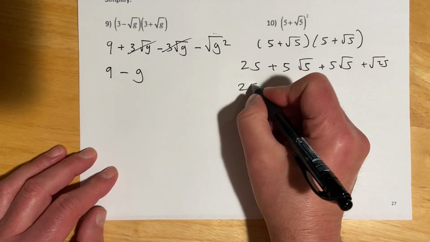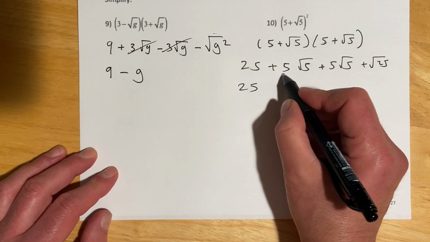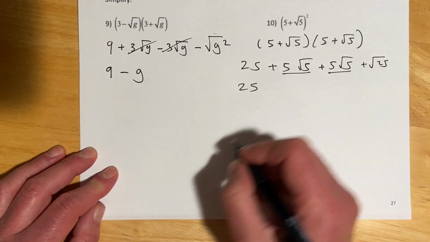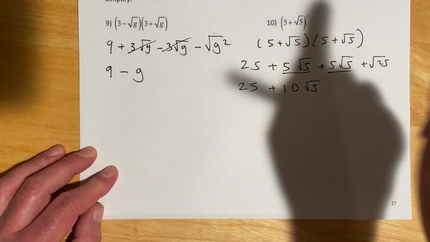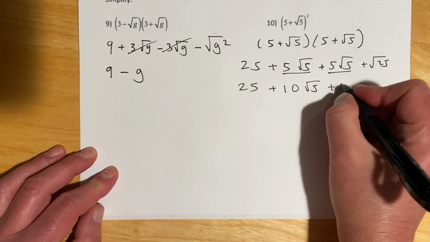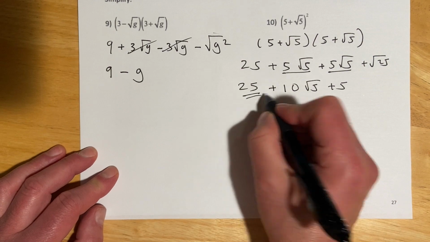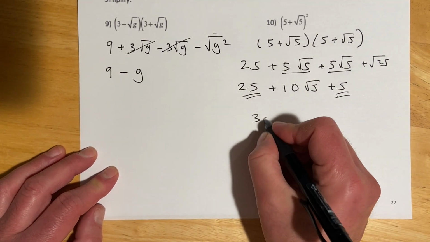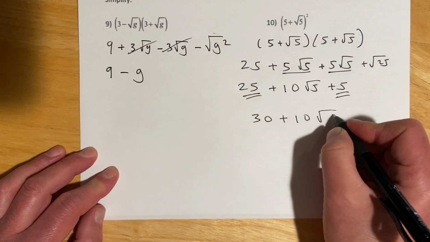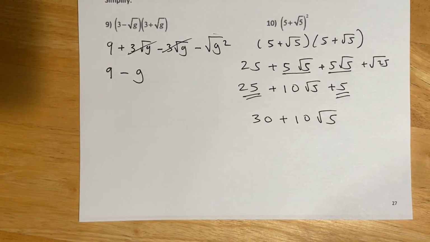So this is going to go 25. We have 5 root 5s plus 5 more root 5s. That's going to be 10 root 5s all day. And square root of 25 will make a 5 there. And then finally, we got a couple of like terms. So 25 and 5 will make 30 plus 10 root 5.